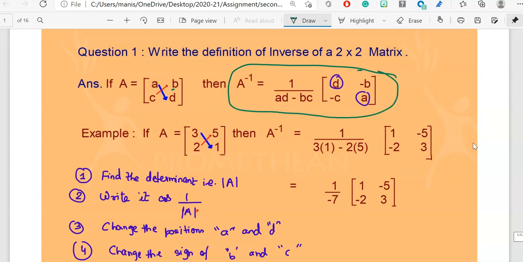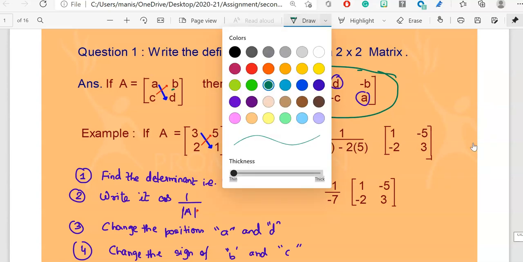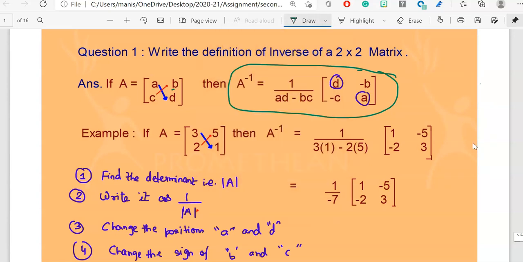Now if you pay attention to this example, let's see what the example says. Step number 1, find determinant of A. So determinant of A will be what? 3 times 1 is 3 minus 2 times 5 is 10. So it will be 3 minus 10. So I got 1 over 3 times 1 minus 2 times 5, which is 10. This part is a combination of step 1 and step 2.